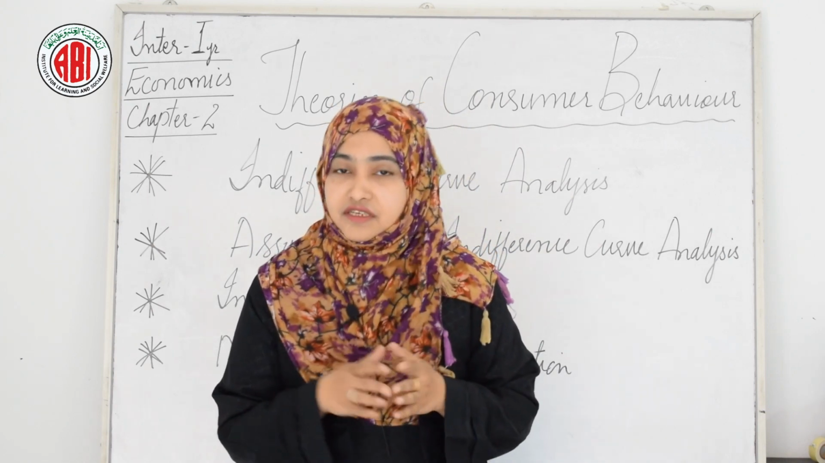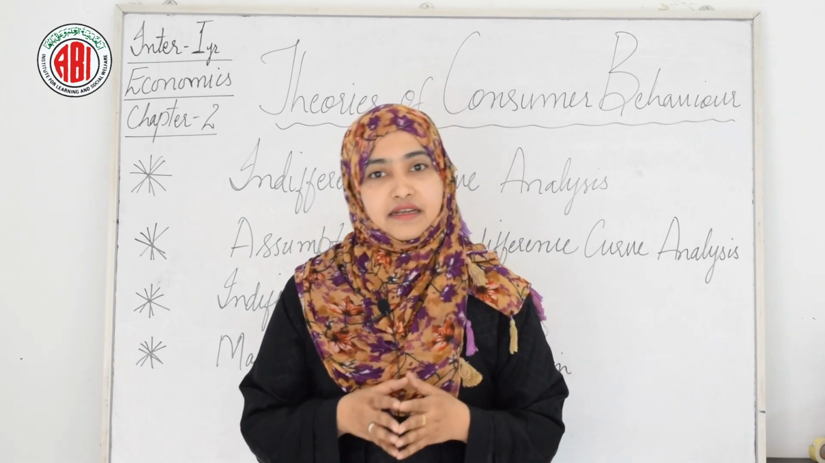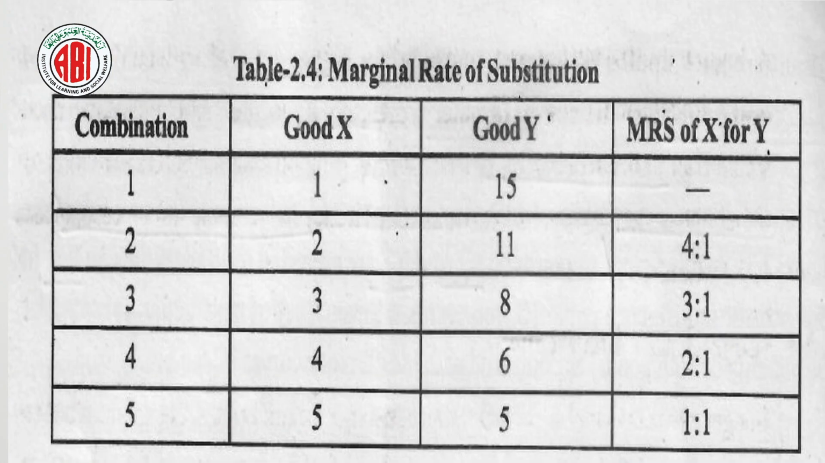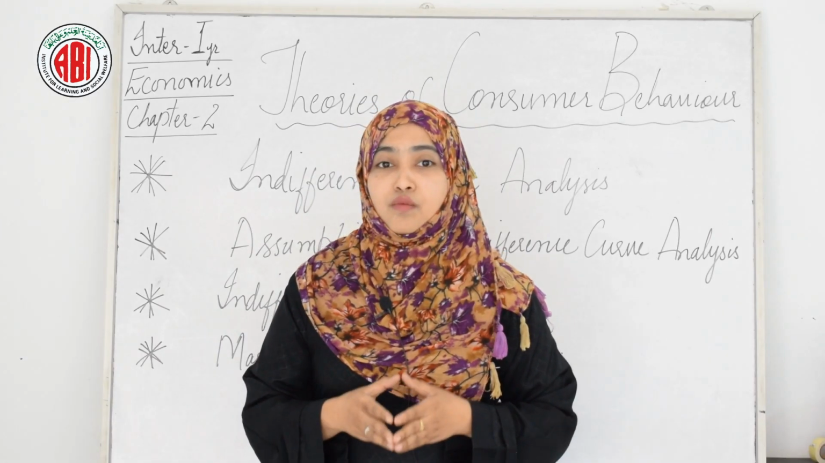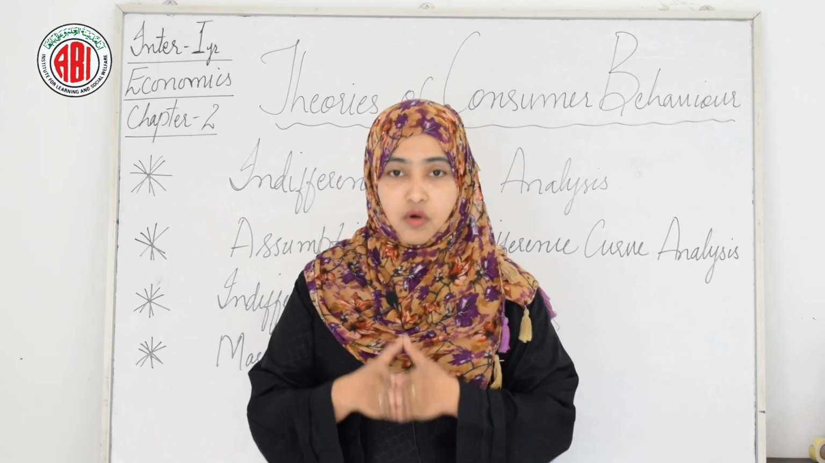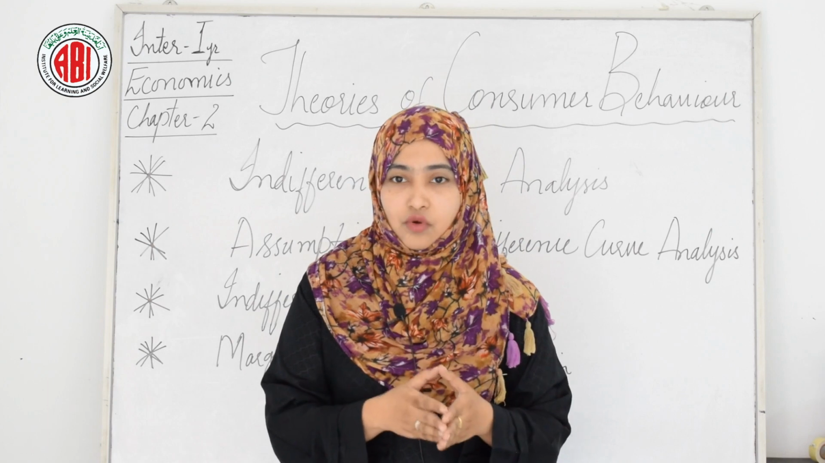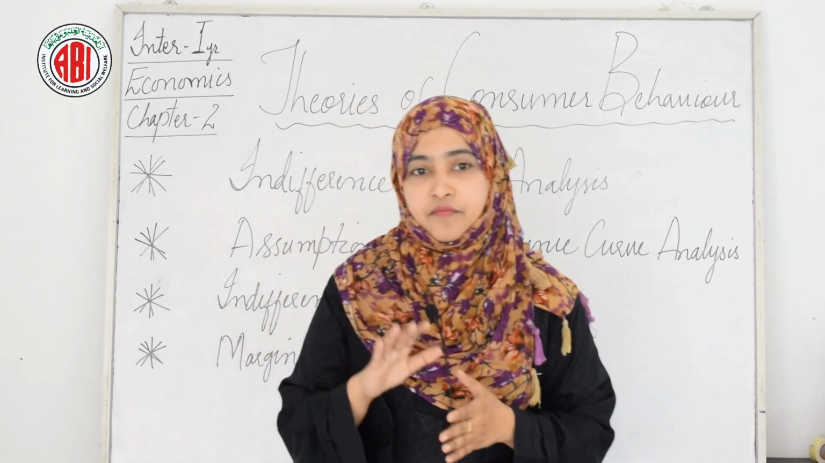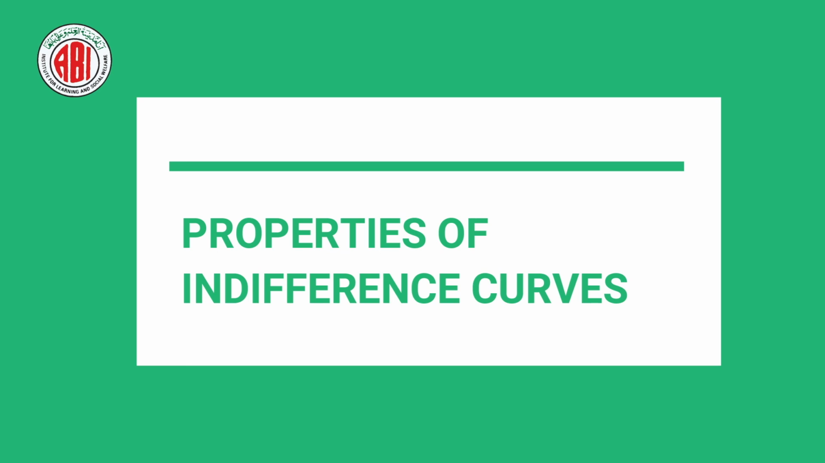Okay, so this is essential for the level of satisfaction to remain the same on an indifference curve. So the measurement of MRS on the IC can be shown like this. See this. When the consumer moves from A to B on the IC, he gives up AS of Y for SB of X. Getting? So after this MRS, now we will see the properties of indifference curves.